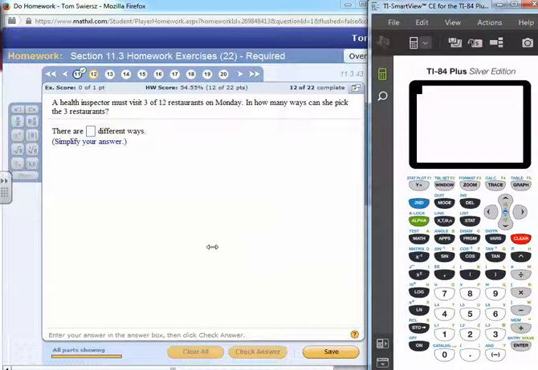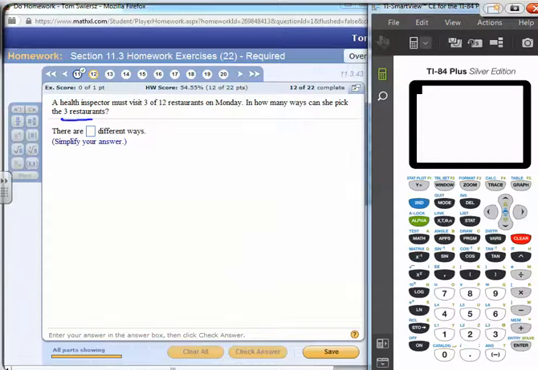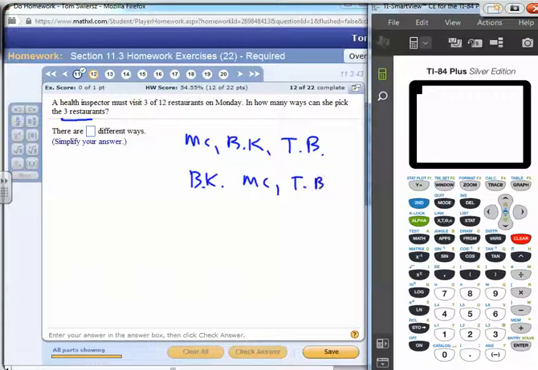Okay, a health inspector must visit 3 of 12 restaurants on Monday. In how many ways can she pick the restaurants? Now, be careful here. She's just picking, like McDonald's, Burger King, Taco Bell, okay? If she switches around and does Burger King, then McDonald's, then Taco Bell, it's the same 3 restaurants. She's just picking them. It's not the different ways that she can visit them, the different orders of visiting, but she's just picking them.